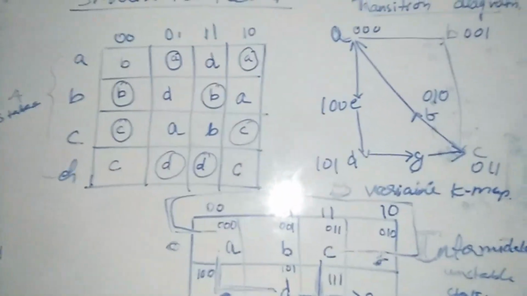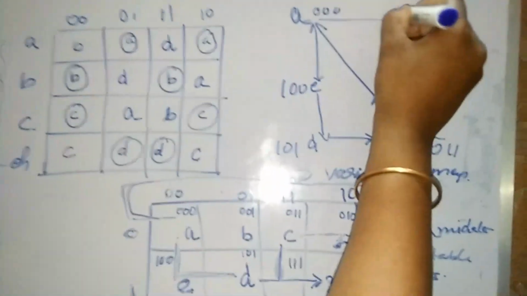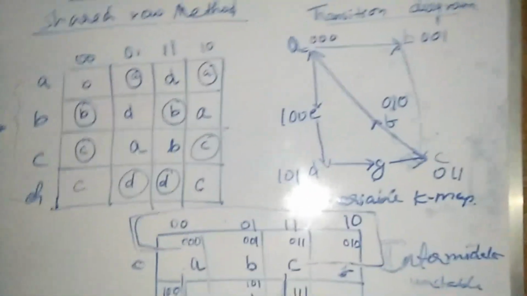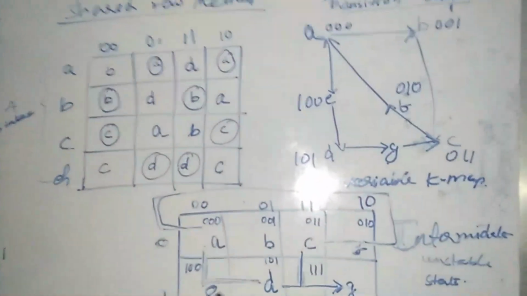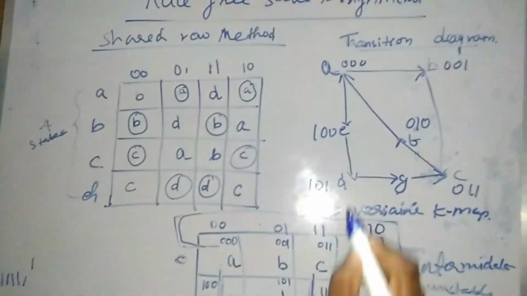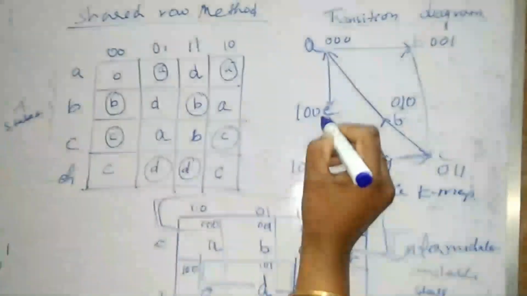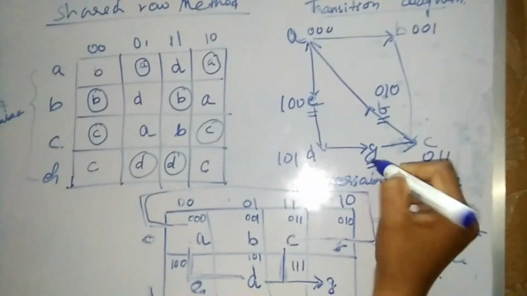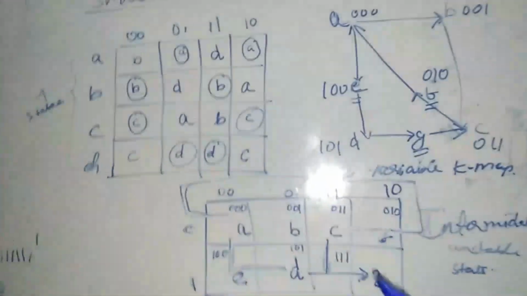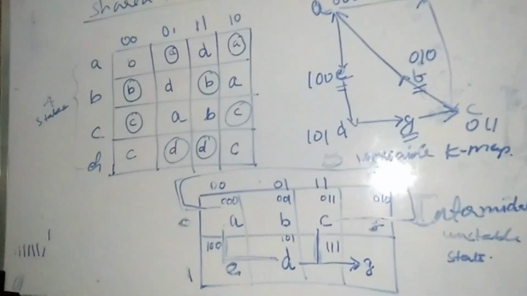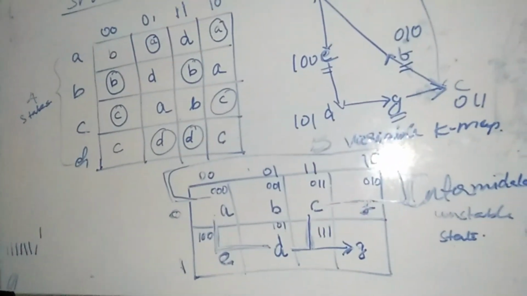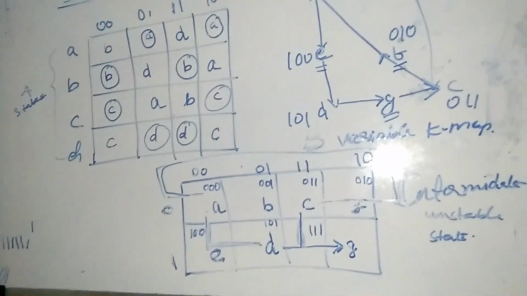After eliminating the race, we reproduce the transition diagram using the intermediate unstable states. What were the intermediate unstable states for us? F, G and E, so we have included those. In between A to D, here it is E. So E, F and G are three unstable states used to overcome the race condition. After this transition diagram, we have something called the modified flow diagram.